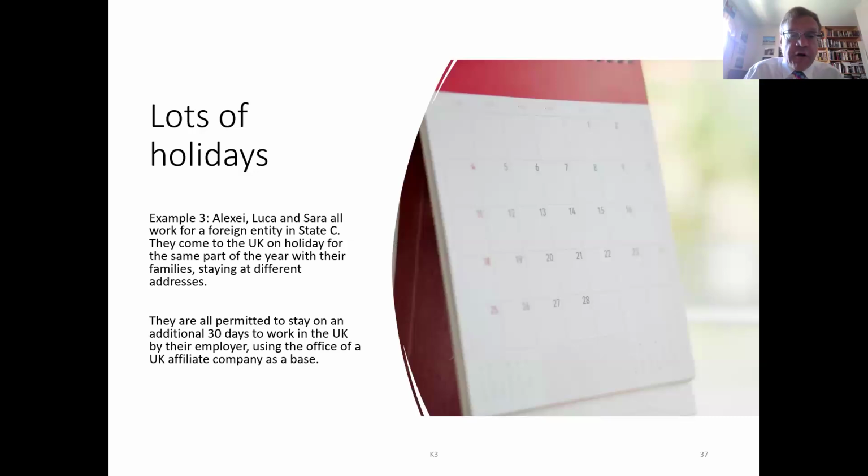Here we've got lots of holidays. Alexei, Luca, and Sarah all work for a foreign entity in State C. They come to the UK on holiday for the same part of the year with their families staying at different addresses. They're all permitted to stay on an additional 30 days to work in the UK by their employer, using the office of a UK affiliate company as a base. But because, again, it's just holidays tagged on with no structure to it, doesn't create a PE according to HMRC.